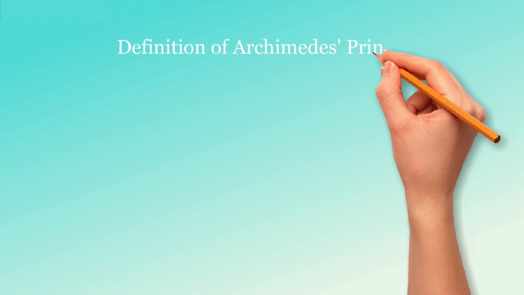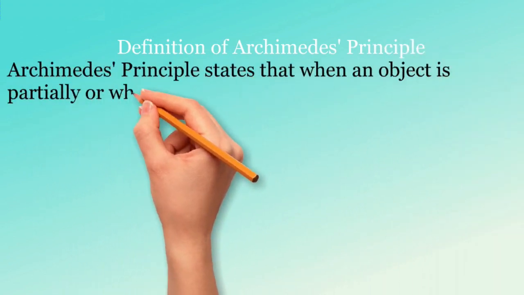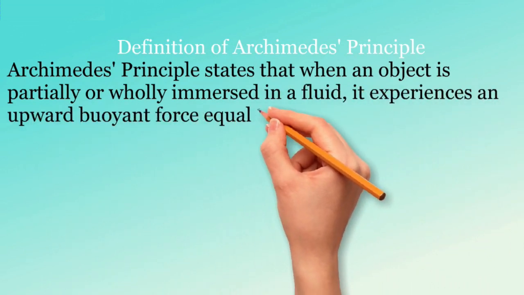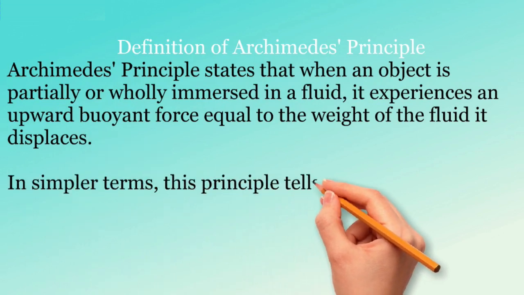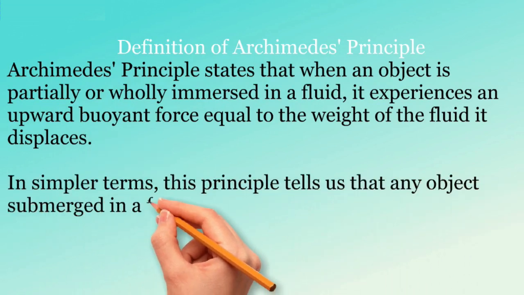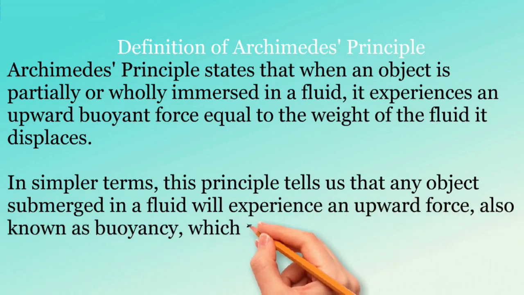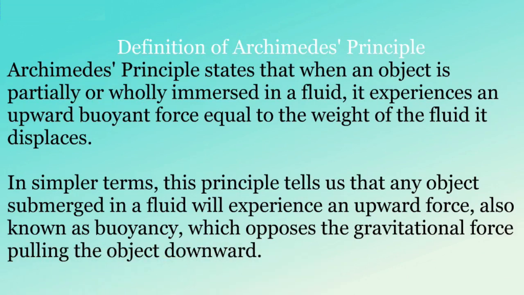Definition of Archimedes' principle. Archimedes' principle states that when an object is partially or wholly immersed in a fluid, it experiences an upward buoyant force equal to the weight of the fluid it displaces. In simpler terms, any object submerged in a fluid will experience an upward force, also known as buoyancy, which opposes the gravitational force pulling the object downward.